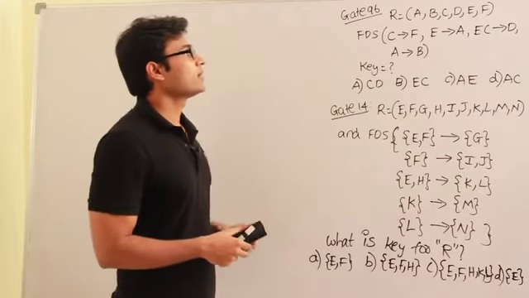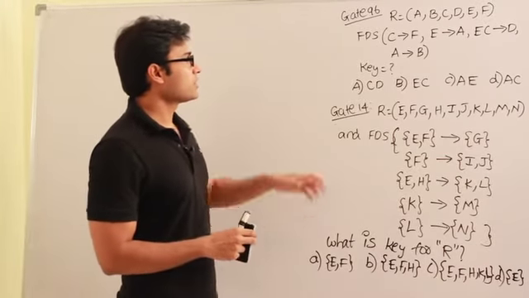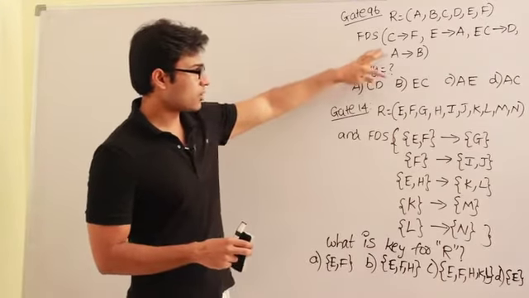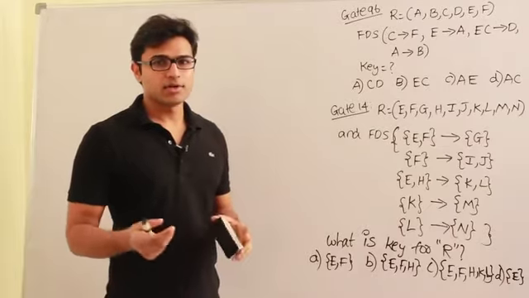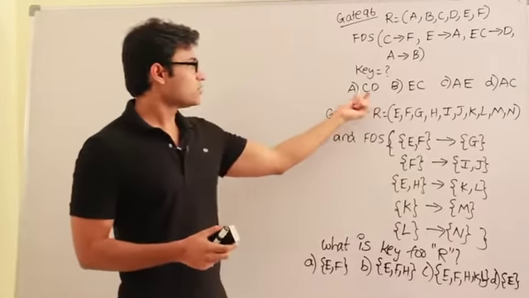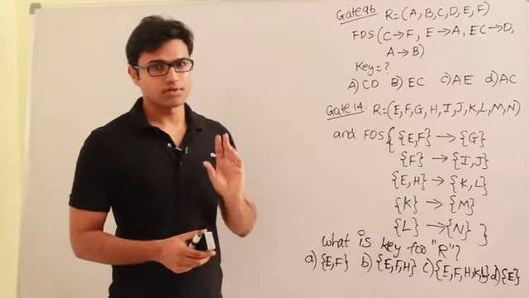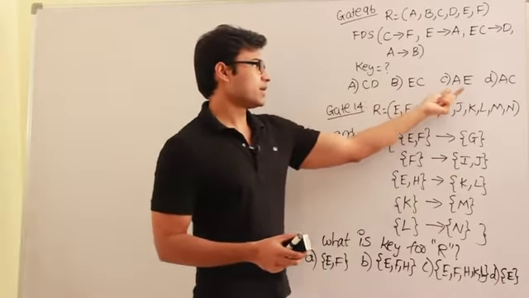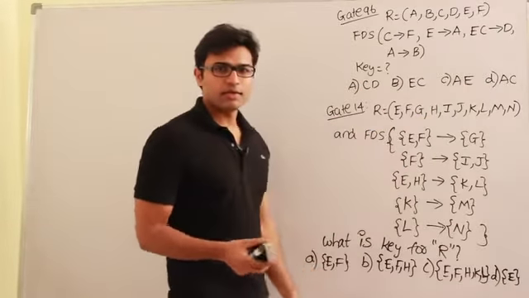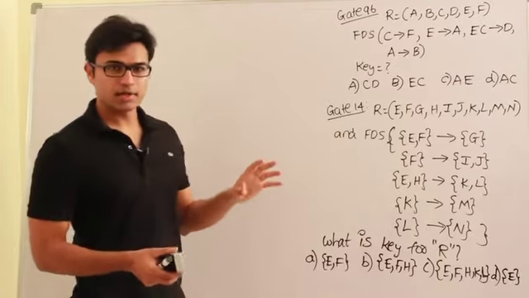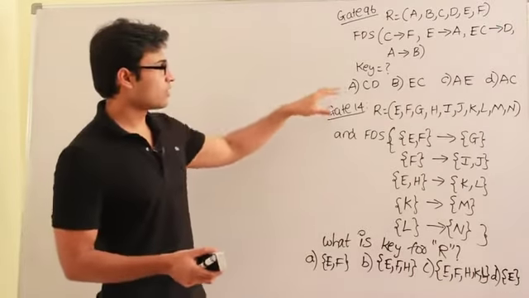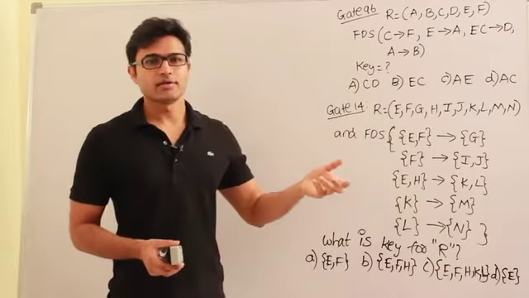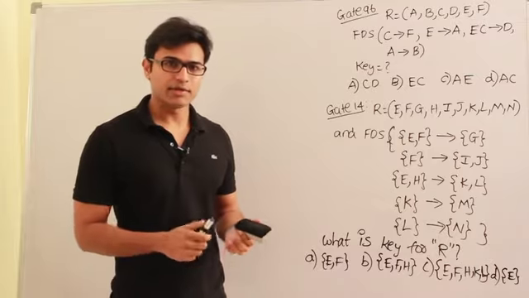Now the table contains A, B, C, D, E, F, and they are saying that these are the functional dependencies and the options are given. One easy way to answer this question is you take each option and find out the closure. Find closure of CD plus, EC plus, AE plus and AC plus, right? Then you are going to get some answer, and if only one of them gives you all the attributes, that is going to be the key. That is one way to answer it.